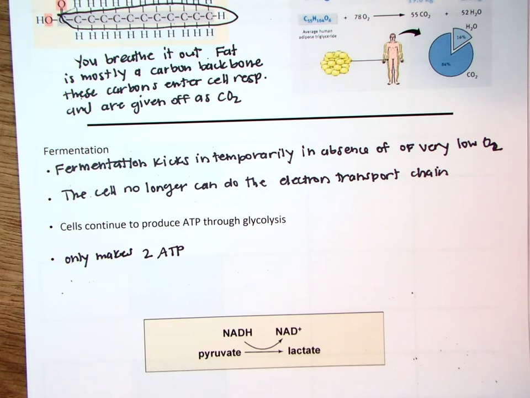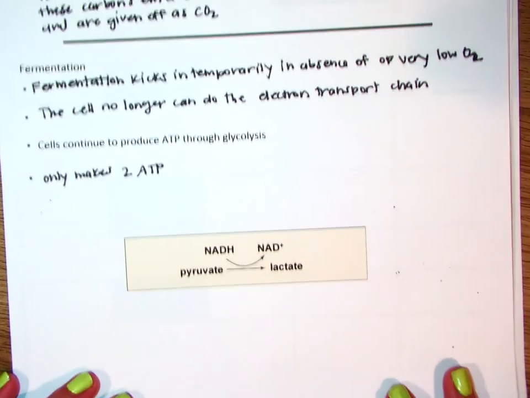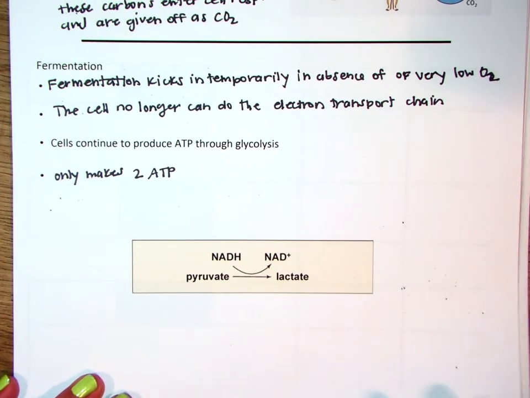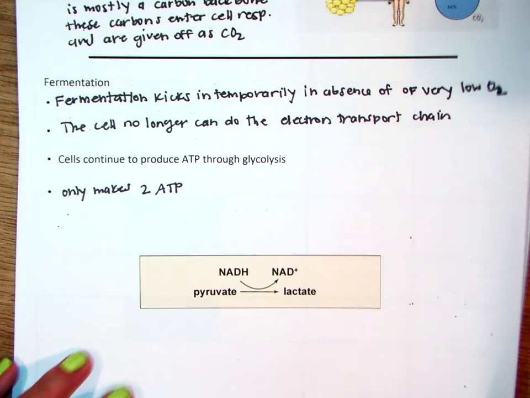So is this very efficient? No, you're not getting the biggest bang for your buck. You're only getting 2 ATP for your glucose as opposed to like 38 or something with cellular respiration. So I'm not really going to get into this process, but just know that fermentation kicks in and that it's just temporary and it only yields a couple of ATP. Okay.